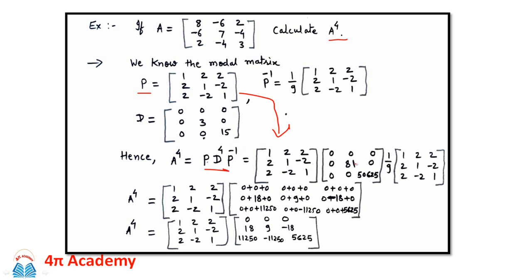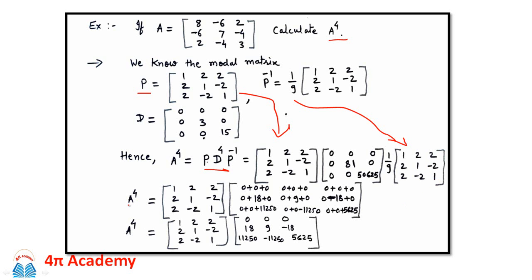Then D raised to power 4 will be equal to 0, 0, 0, 0. Then 3 raised to power 4 is 81, 0, and here it will be 0, 0, and 15 raised to power 4 is 50,625, into 1 by 9 times P inverse. So here this P inverse will be 1 by 9 into 1, 2, 2, 1, minus 2, and 2, minus 2, 1.